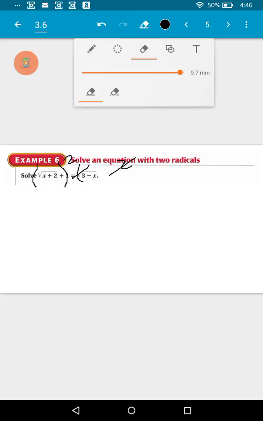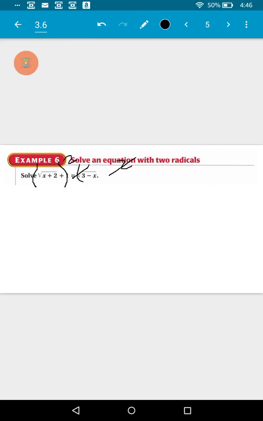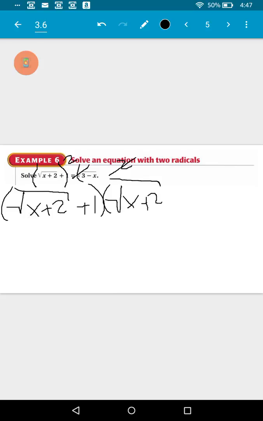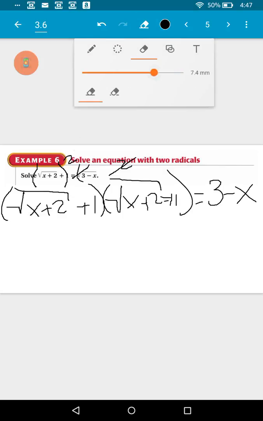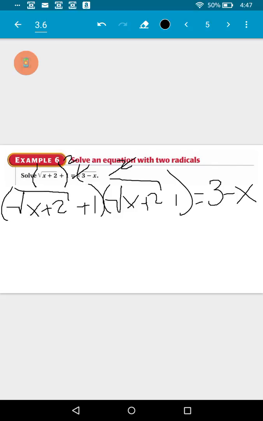I'm going to have here in a parenthesis x plus 2. Remember that 1 is not included underneath that radical. I have 2 of them, so I have to multiply this out. That's plus 1 equals 3 minus x. You're going to FOIL here, and it's totally okay. It's really not that bad. This plus 1 is really annoying me, so let me redo that for you guys.